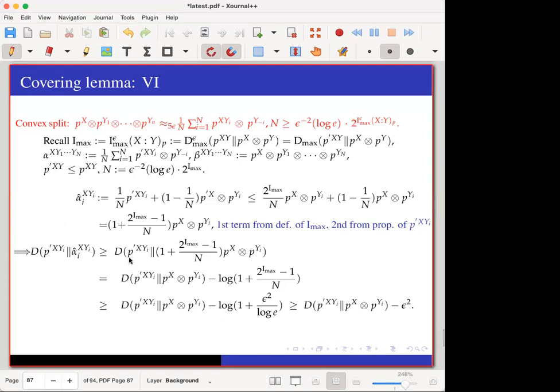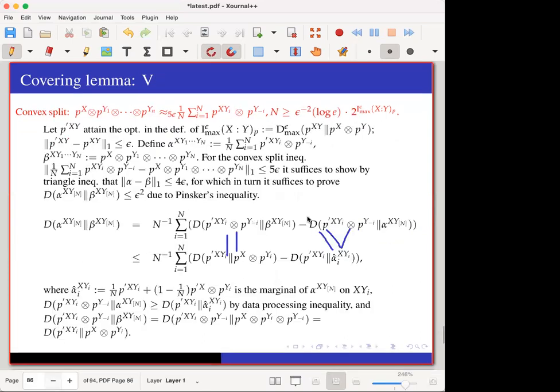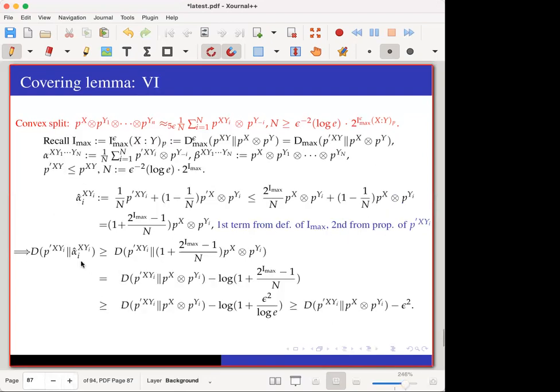But it doesn't matter. I can still define relative entropy using positive vectors, with the same formula. Now, I'm computing the relative entropy between p prime xy and alpha hat xi. Remember, this is the second term out here. I want to make sense of that. So I'm replacing alpha hat I by something larger. And remember, in the expression for relative entropy, alpha hat I appears in the denominator. So if I replace it by something larger, the relative entropy will only get smaller. So I get this greater or equal to.